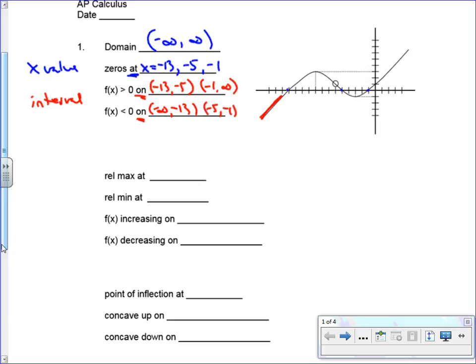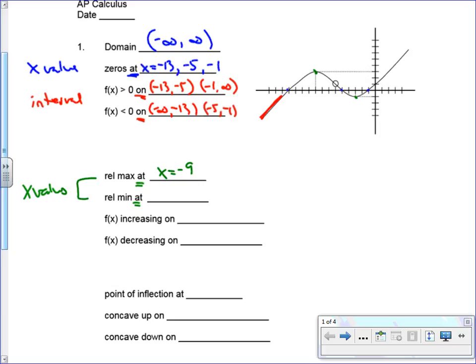The next feature is going to be relative maxes and relative mins. So the relative max here, the relative min here. Again, the word at tells me that I want x values. Count that, negative 9.